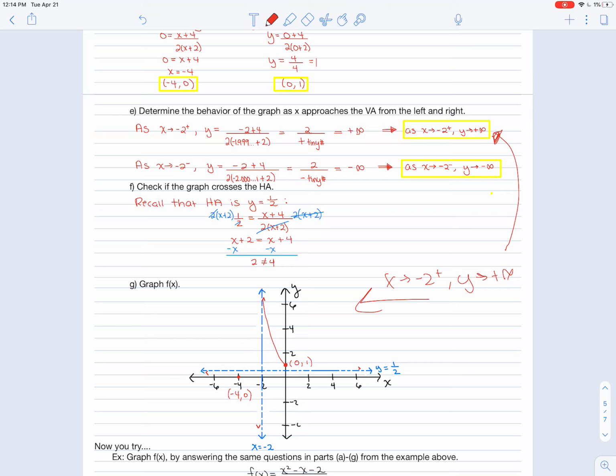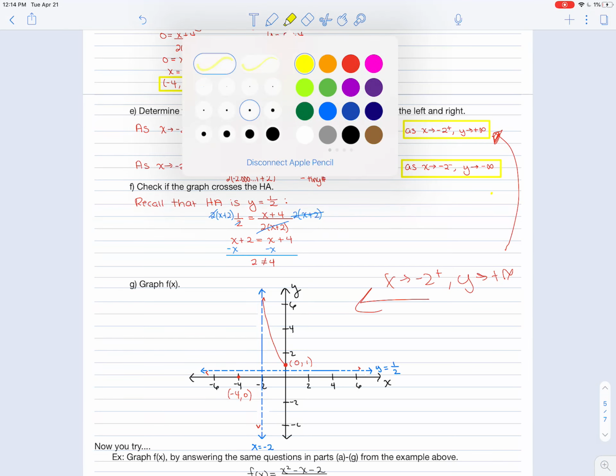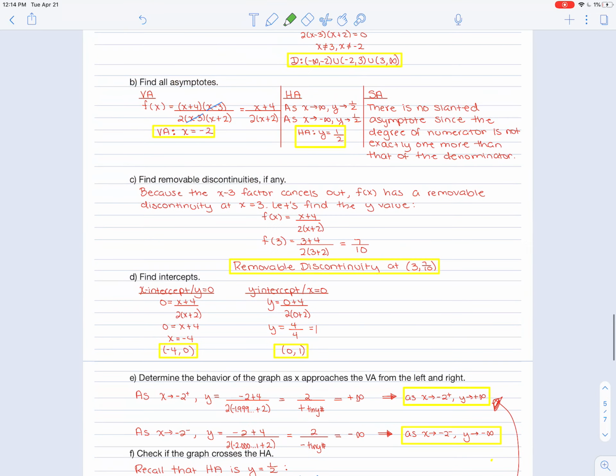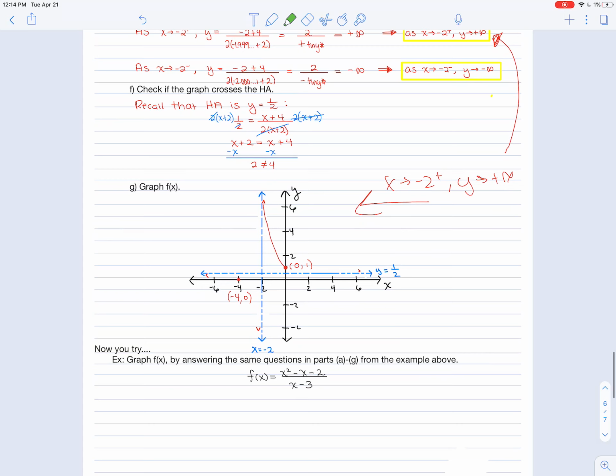Now I'm going to take a look at what's happening to y as x approaches positive infinity. So I'm going to highlight that in a different color, green. Now I'm looking at my horizontal asymptote. Notice that as x approaches positive infinity, y approaches a half. Also, as x approaches negative infinity, y approaches a half.